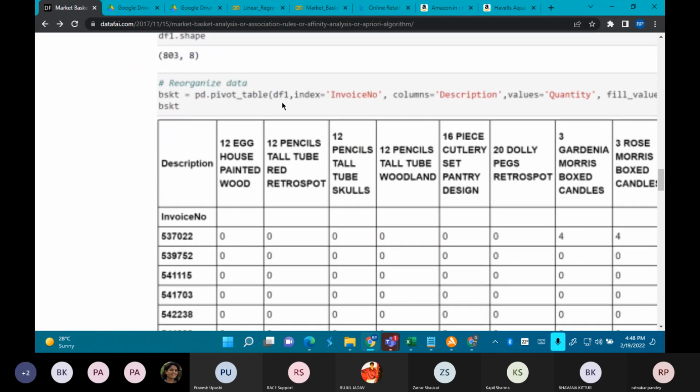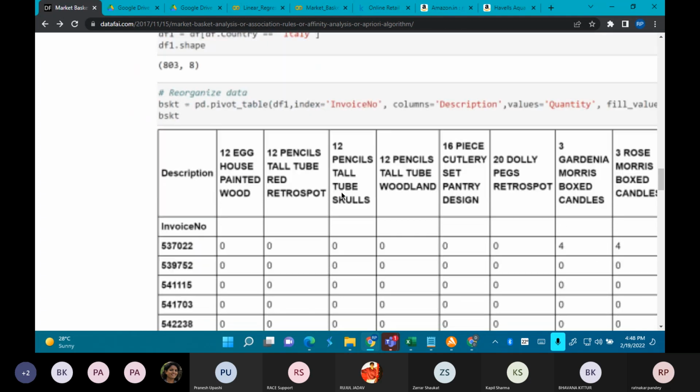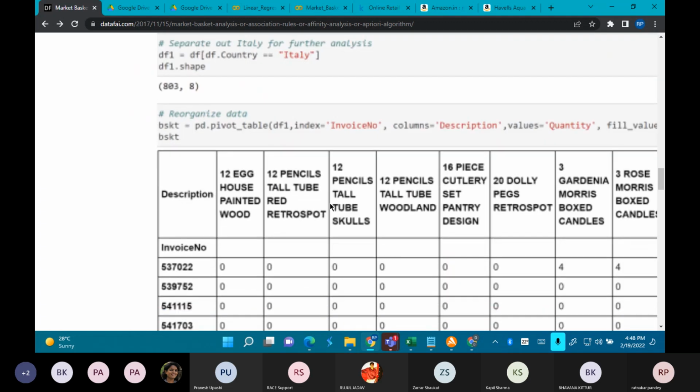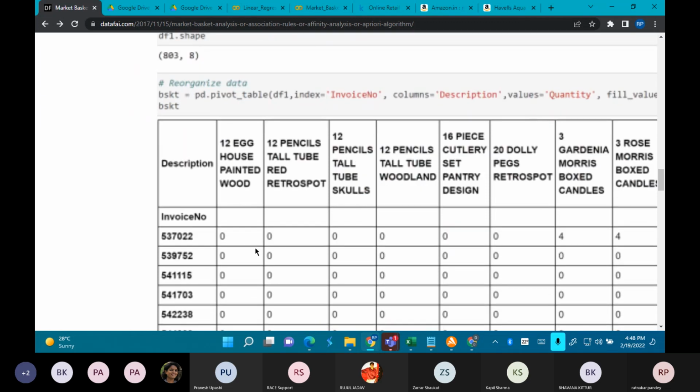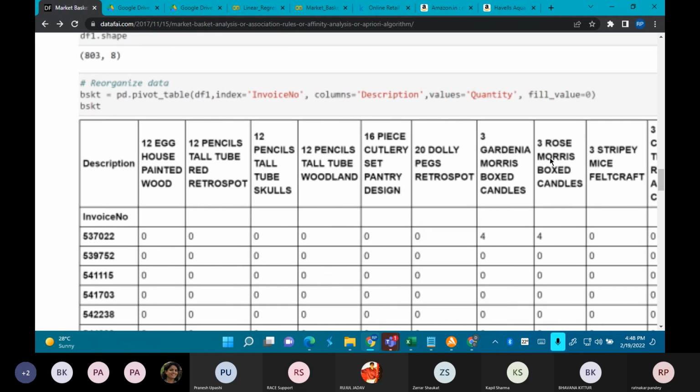Then we're going to do a pivot table on this data that we've shortlisted for one country and index by the invoice number. So invoice number becomes like this. Columns are the descriptions of the products become this. And values are the quantity, right? So how many times they bought. And then we are also doing fill value is 0. So if something is not populated, we're going to fill 0.